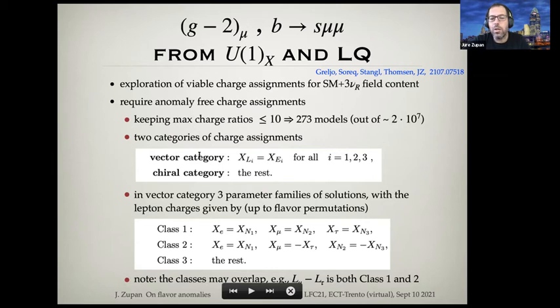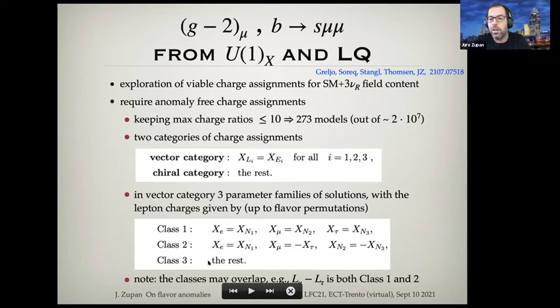So most of them are vector-like charges. And these vector-like charges are of two types. Either the sterile neutrinos have the same charges as the charged leptons, or you have this flipped version where the charges for two of the sterile neutrinos go, if x mu is opposite to x tau. This is up to flavor permutations.